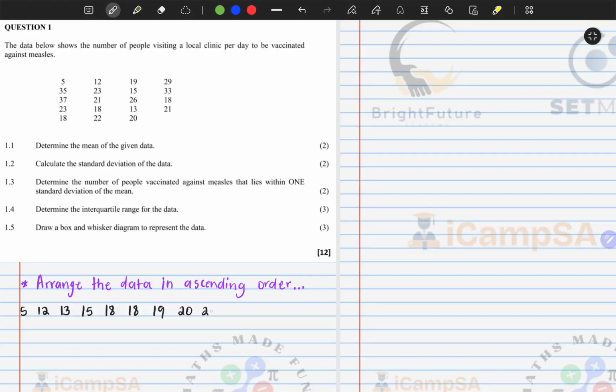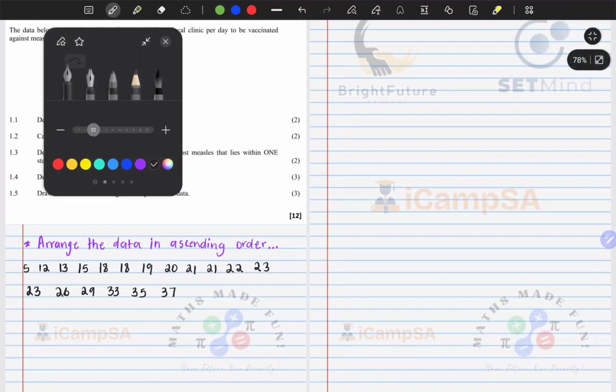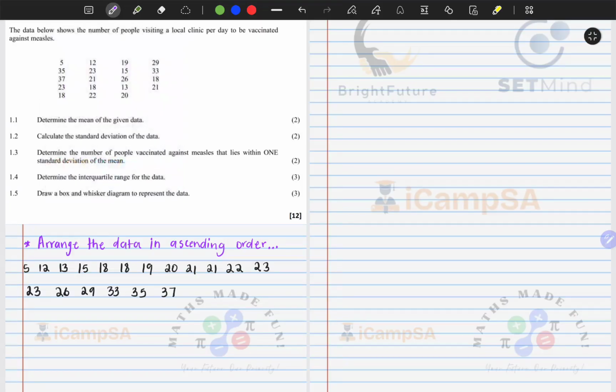If you observe carefully, you'll have 21, 21, and then you'll have 22, and then 23. We have more. If you observe carefully, you have another 23, so we'll have another 23, and then 26, 29, 33, 35, and the last one, which is 37. So with this in mind, we can go now and have a look at the first question.